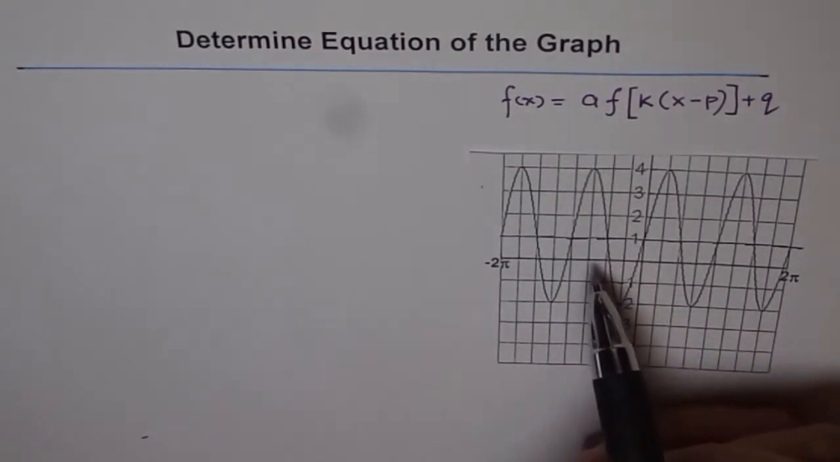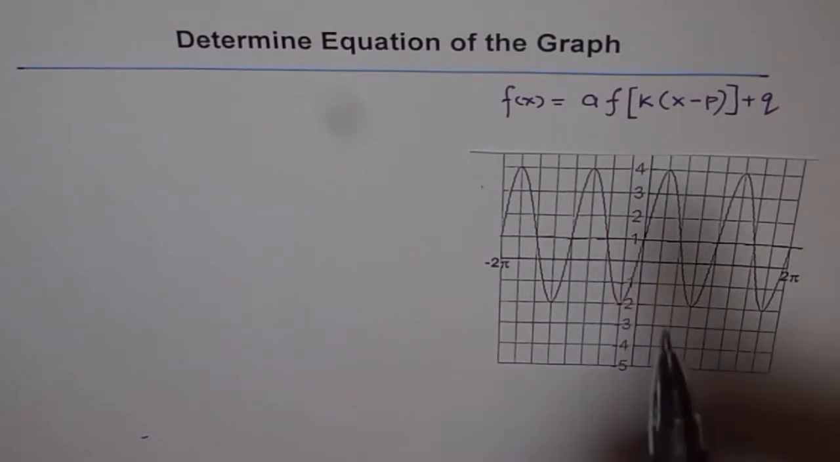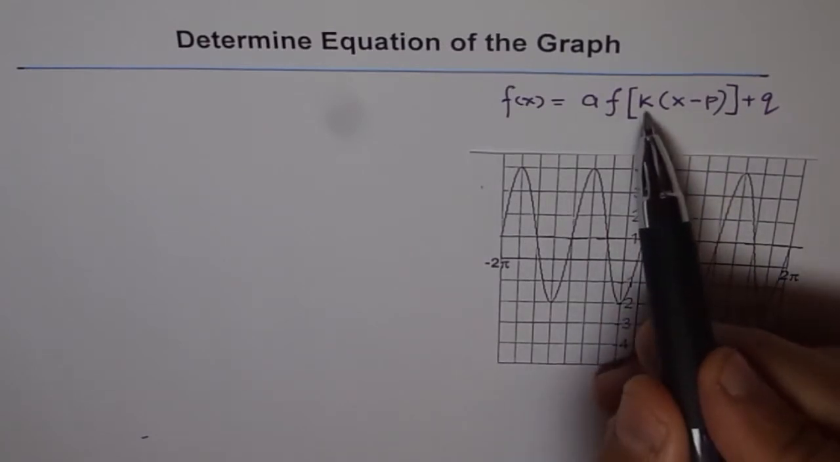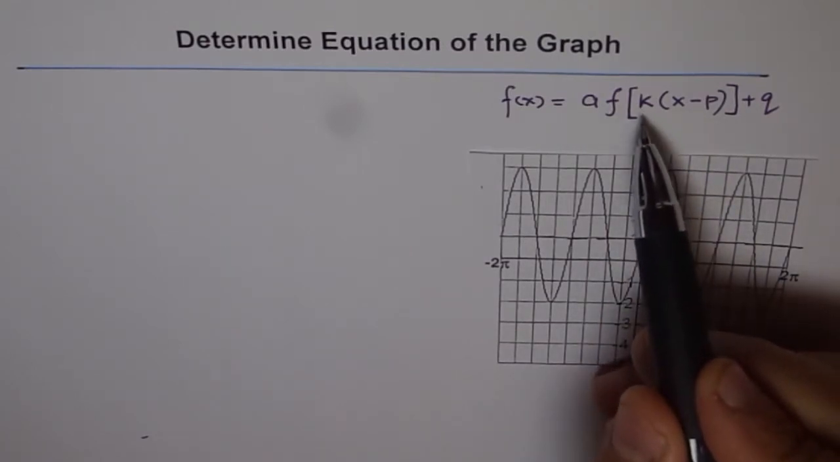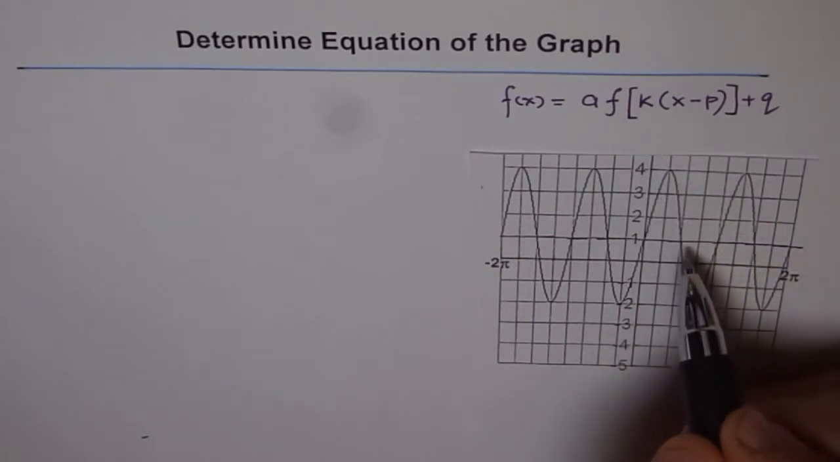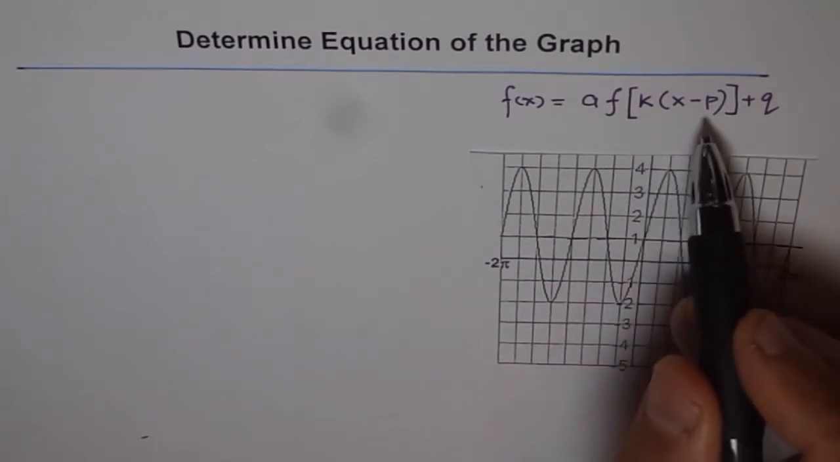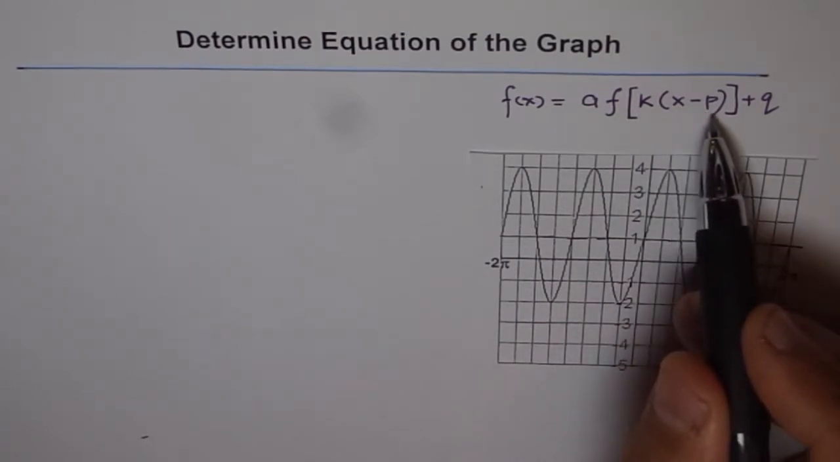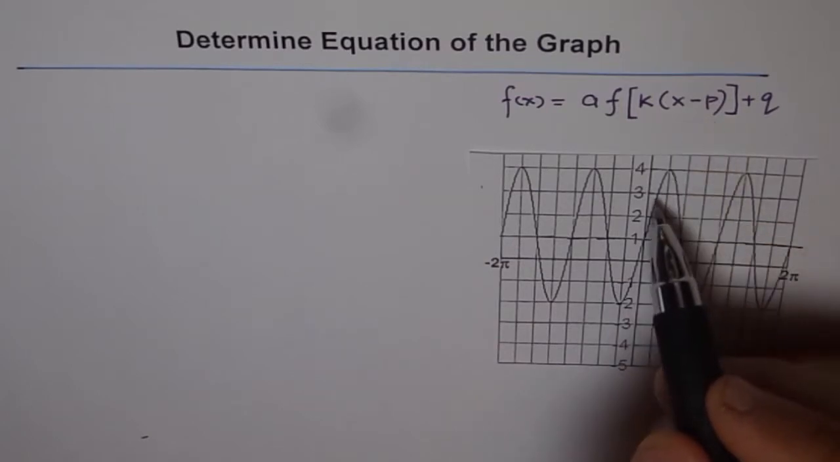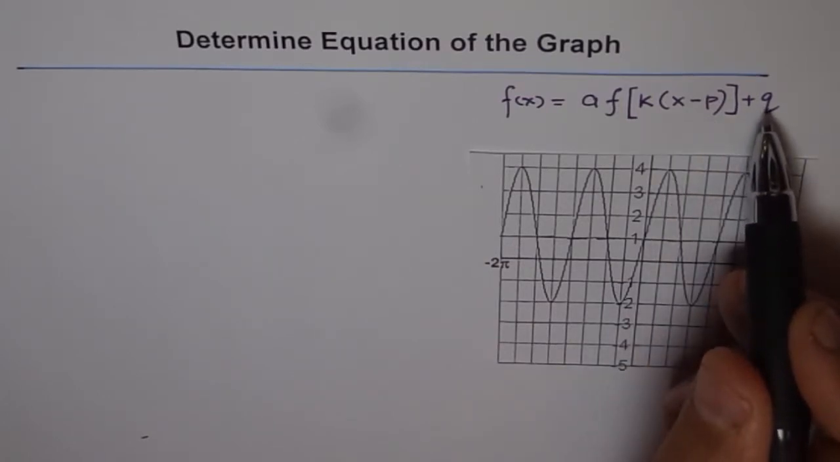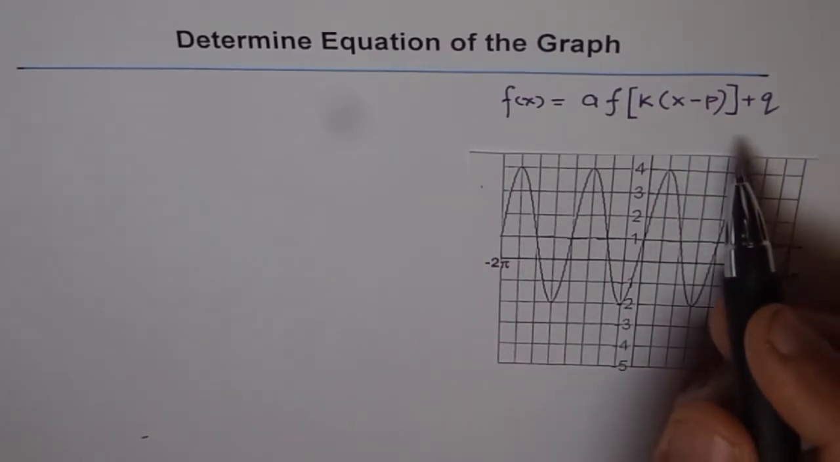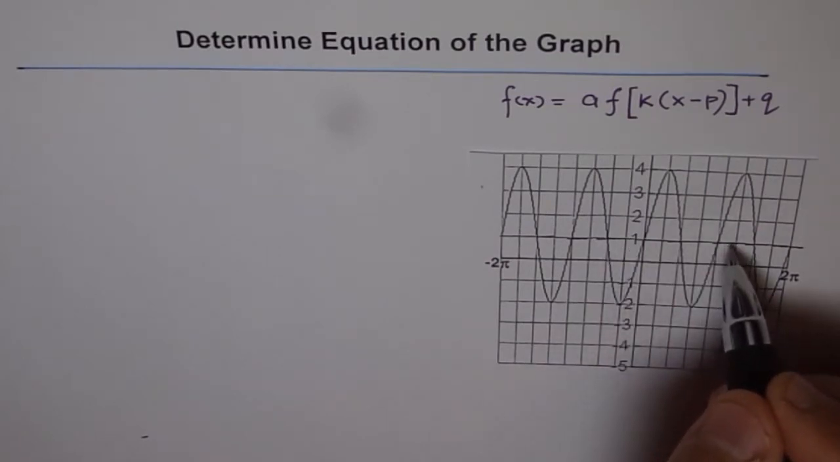Let's take sine as a default function, and k is the horizontal stretch or compression. It also tells you how many waves are there in a time period of 2 pi or 360 degrees. P is horizontal shift or a phase shift for the sine wave, and q is the units by which the axis of symmetry moves up or down.